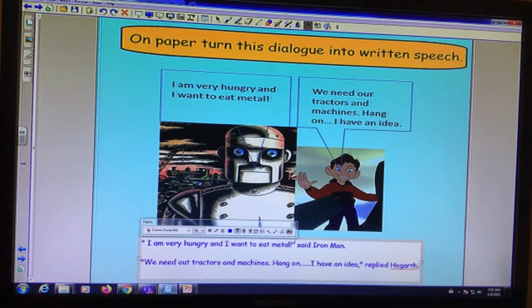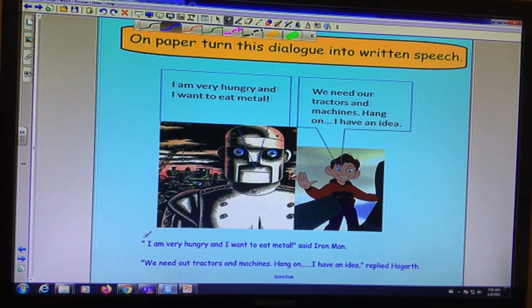Now, in year 3, it doesn't really matter about the speech inside the speech marks. Don't panic. The main thing is that you have got the starting speech mark and the closing speech mark in the right place. All right, that is the main thing for year 3. But let us aim high and try and remember some punctuation inside those speech marks.